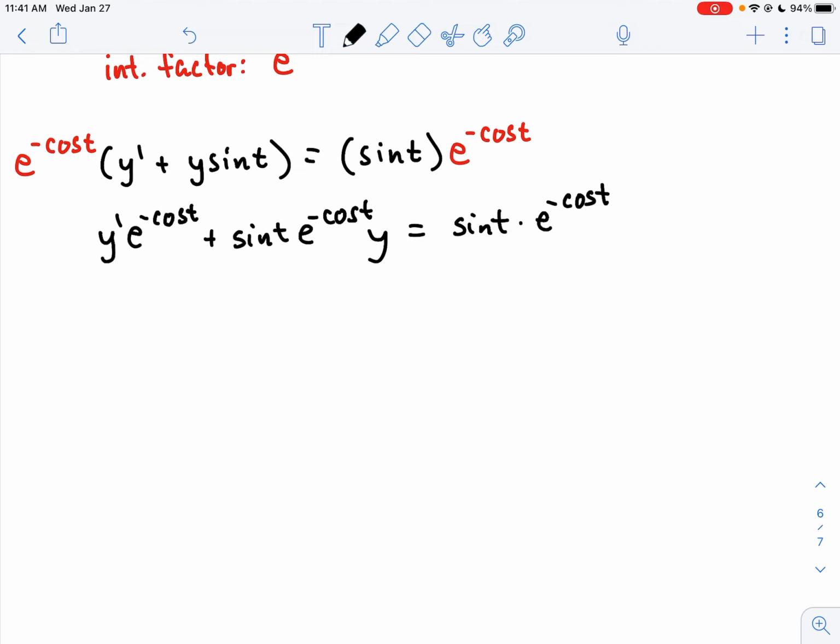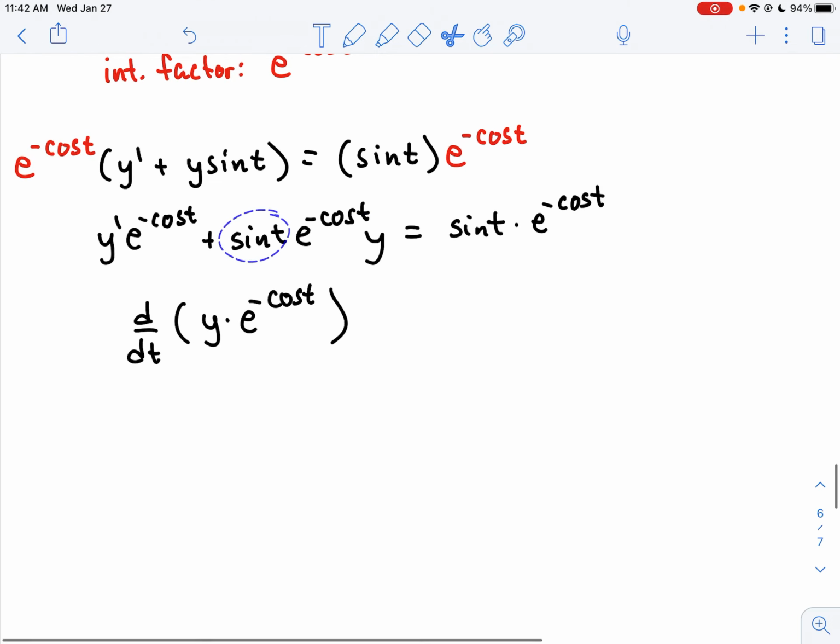This will always be the result of a product rule, and that product will be the derivative with respect to t of the dependent variable times the integrating factor. Let's just verify this. The derivative of the first factor, check, times the second factor, check, plus, check, the first factor, check, times the derivative of the second factor. And using the chain rule in this, the derivative of e to the negative cosine t is itself, times the derivative of negative cosine t, which is sine t. So check.